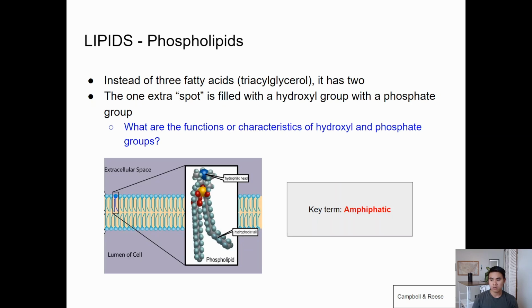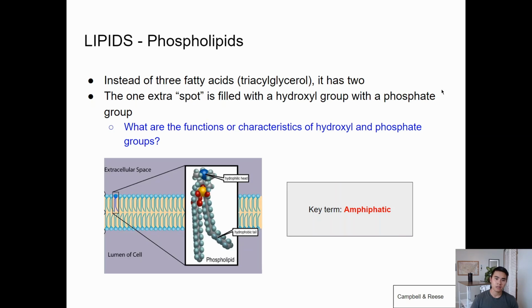So I ask a question here, what are the functions of hydroxyl and phosphate, or the characteristics of it? And the answer is they're polar, that's number one. And remember, polar interacts with water. Electrostatically, they interact with water. And secondly, phosphate is charged, so it's negatively charged. So now you have a polar, you have a charge attached to a fat.